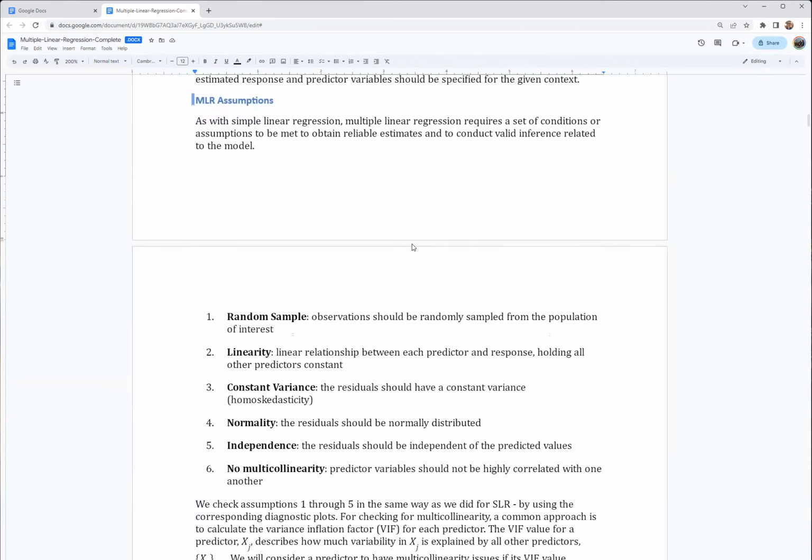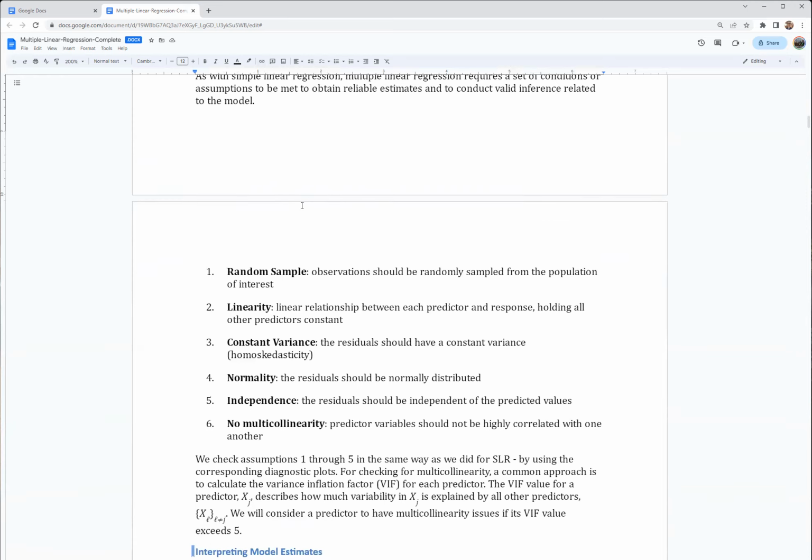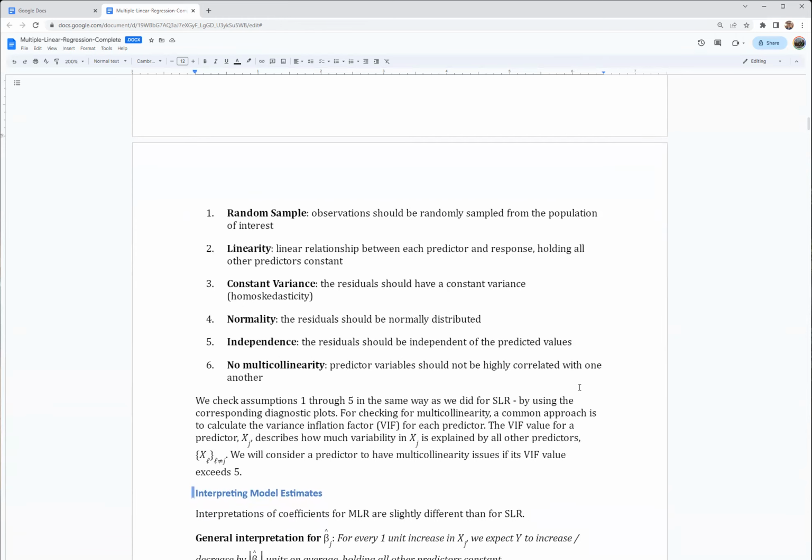So just like simple linear regression, we need a few conditions or assumptions to be met in order to conduct valid inference related to the model. So prediction intervals, other confidence intervals, or to use p-values effectively, and also to have reliable estimates of the betas that we can interpret in context. In order for those interpretations to be reliable, we need these assumptions to be true. So in general, these assumptions are all pretty much the same as for simple linear regression, but modified slightly.